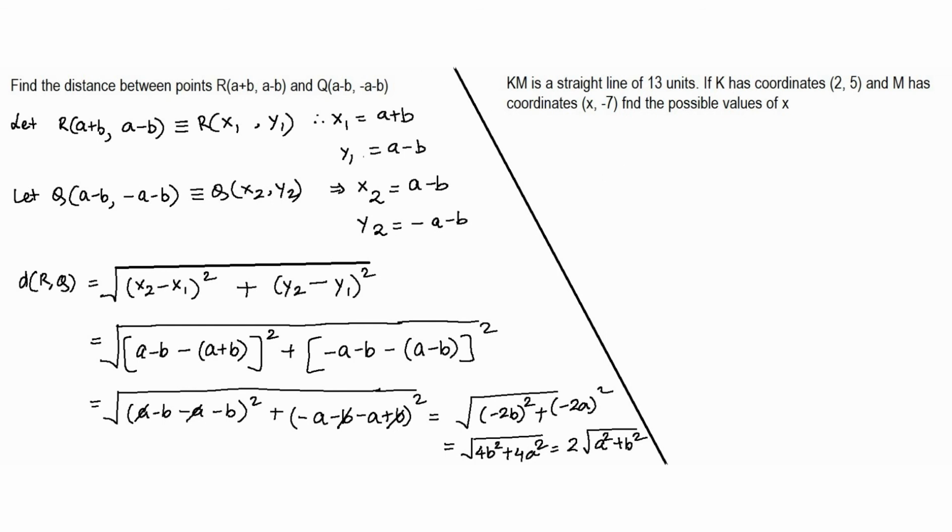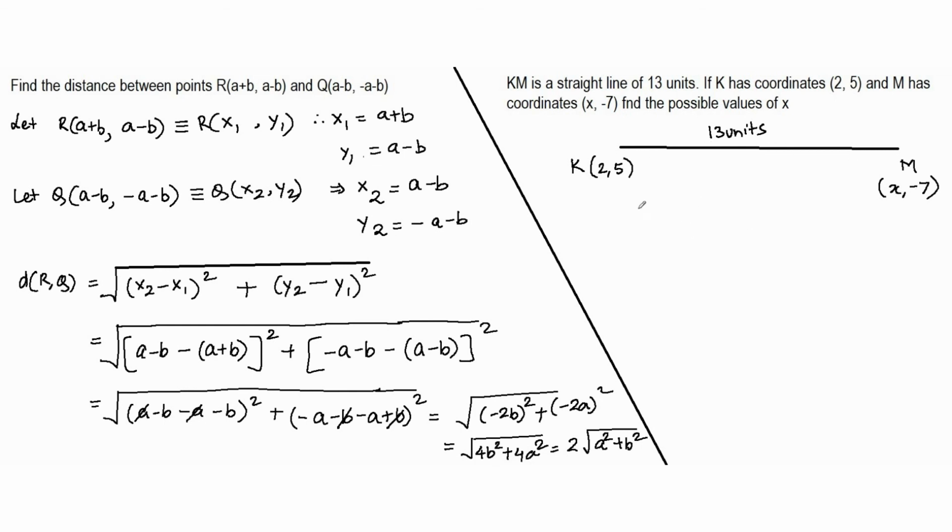Okay, let us consider the next problem. KM is a straight line of 13 units. So let's draw a diagram. KM is a straight line of 13 units. The coordinates of K are 2, 5 and M has coordinates x, minus 7. We want to find the possible values for x, right?